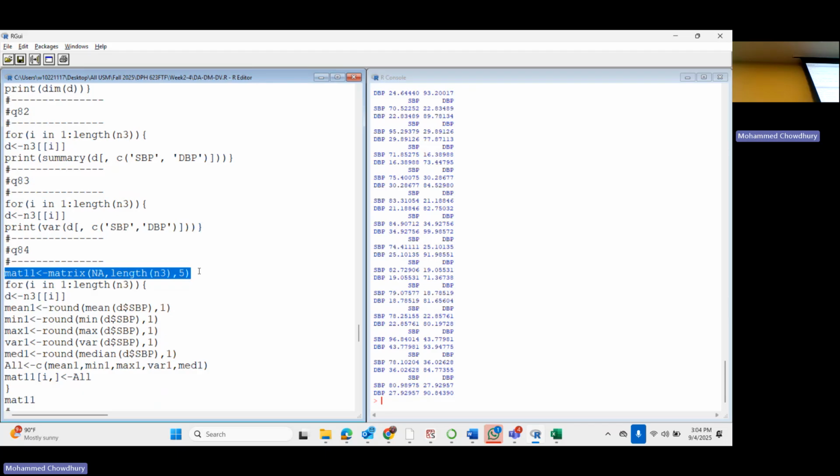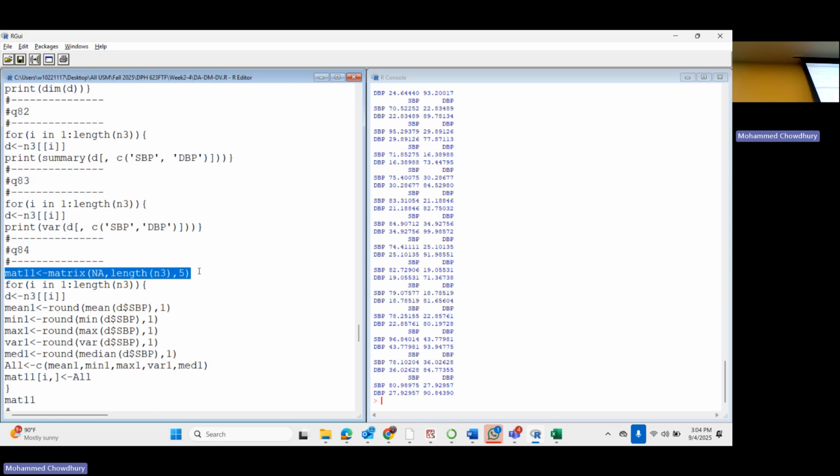Understand? If you are hungry, if you come to my home and say, I'm hungry, I will give you an empty bowl first, right? And then I'll put the cereal, I'll put the meal, right? So this is the empty bowl. So mat11 is an empty bowl. I am creating an empty bowl and then invoking this empty bowl inside the loop.